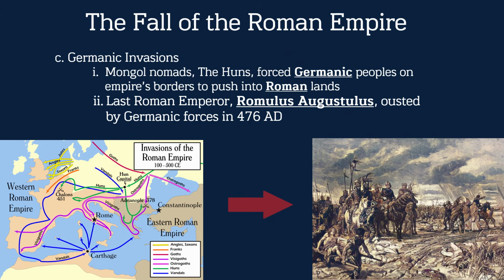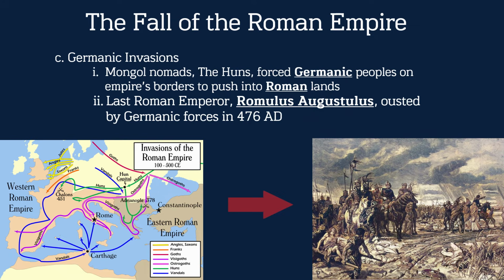The Western Roman Empire is continuously invaded by the Angles and the Saxons and the Franks and the Goths and the Visigoths and the Ostrogoths and the Goths that listened to metal music and the Huns and the Vandals, and only one of those was a joke.